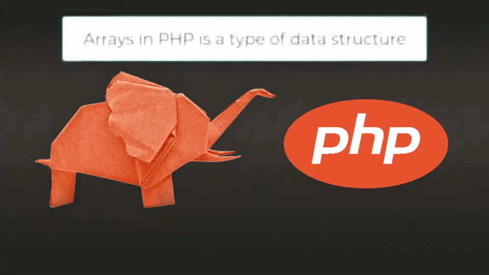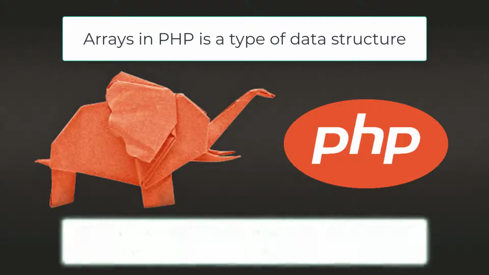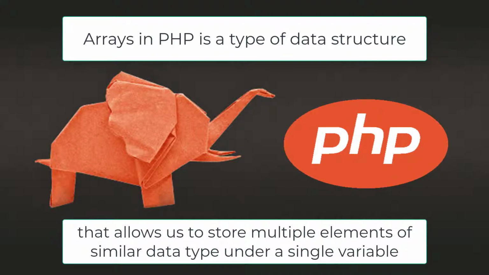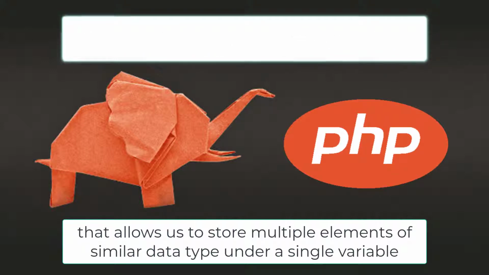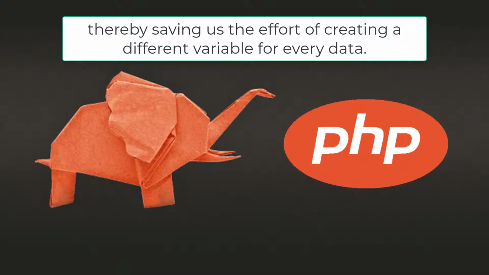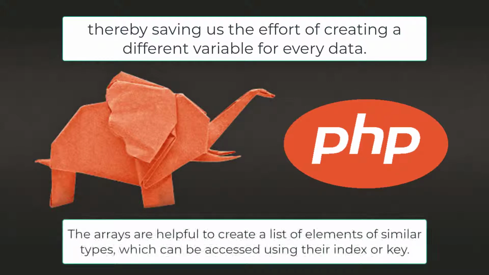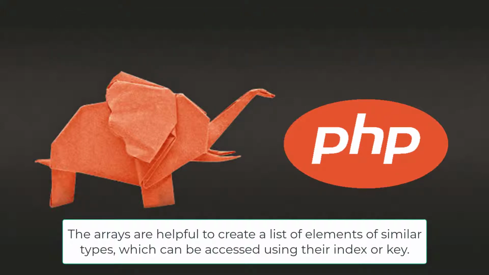Arrays in PHP is a type of data structure that allows us to store multiple elements of similar data type under a single variable, thereby saving us the effort of creating a different variable for every data. The arrays are helpful to create a list of elements of similar types, which can be accessed using their index or key.